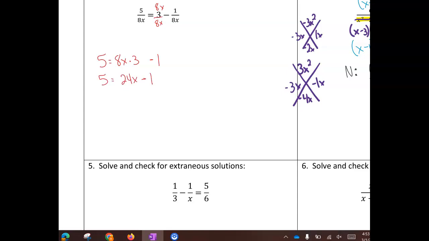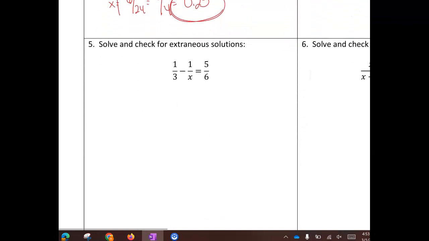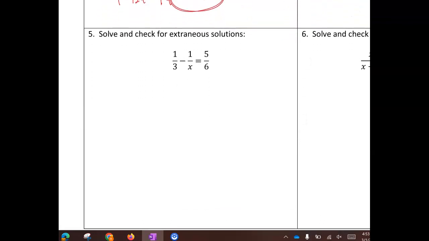And now that I have one type of x, I'm going to add my 1 over. And then I'm going to divide by 24. So my x is 6 over 24, or 1/4, or my decimal. And I just want to make sure that my least common denominator of 8x cannot be 0. So once I divide, I just don't want 0 as an answer, and I don't, so this is a great answer.